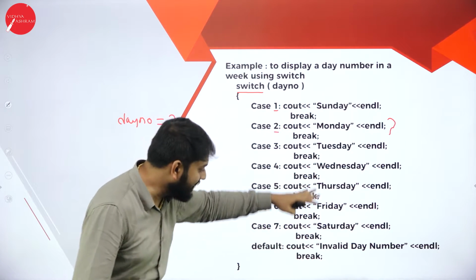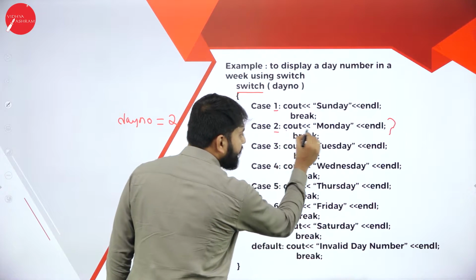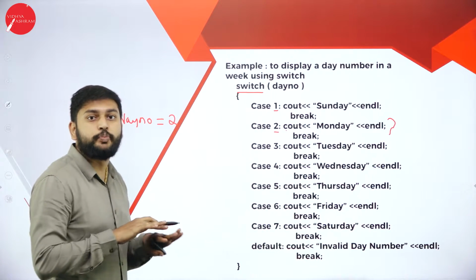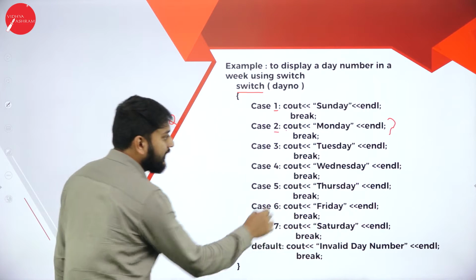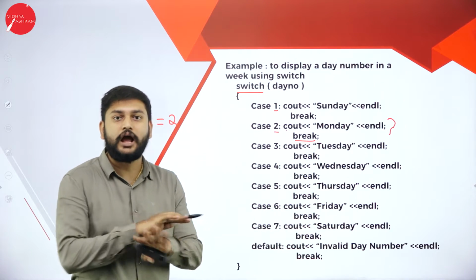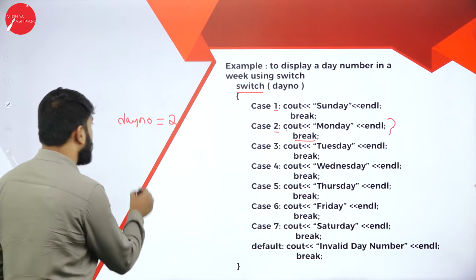The rest everything it will skip. So please observe. What is it that I have given here? See out within double quotes. What have I given? Monday. Only Monday is printed. Then after that it will execute this break. As soon as break comes, all this is skipped. The next statement is not executed. You got my point? So let's take one more example.